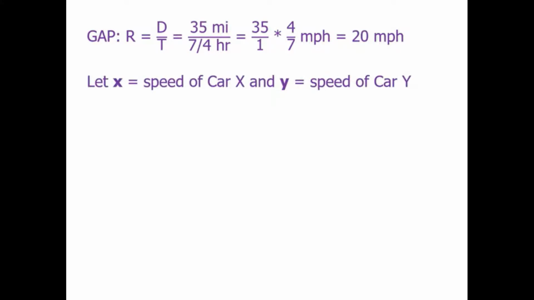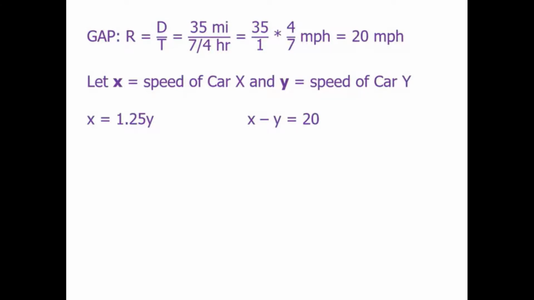So let's just say X is the speed of car X, Y is the speed of car Y. We already have that equation, X equals 1.25Y, from the prompt paragraph. It told us that. And then we just found out from this gap speed that X minus Y equals 20. In other words, car X is going 20 miles an hour faster than Y.